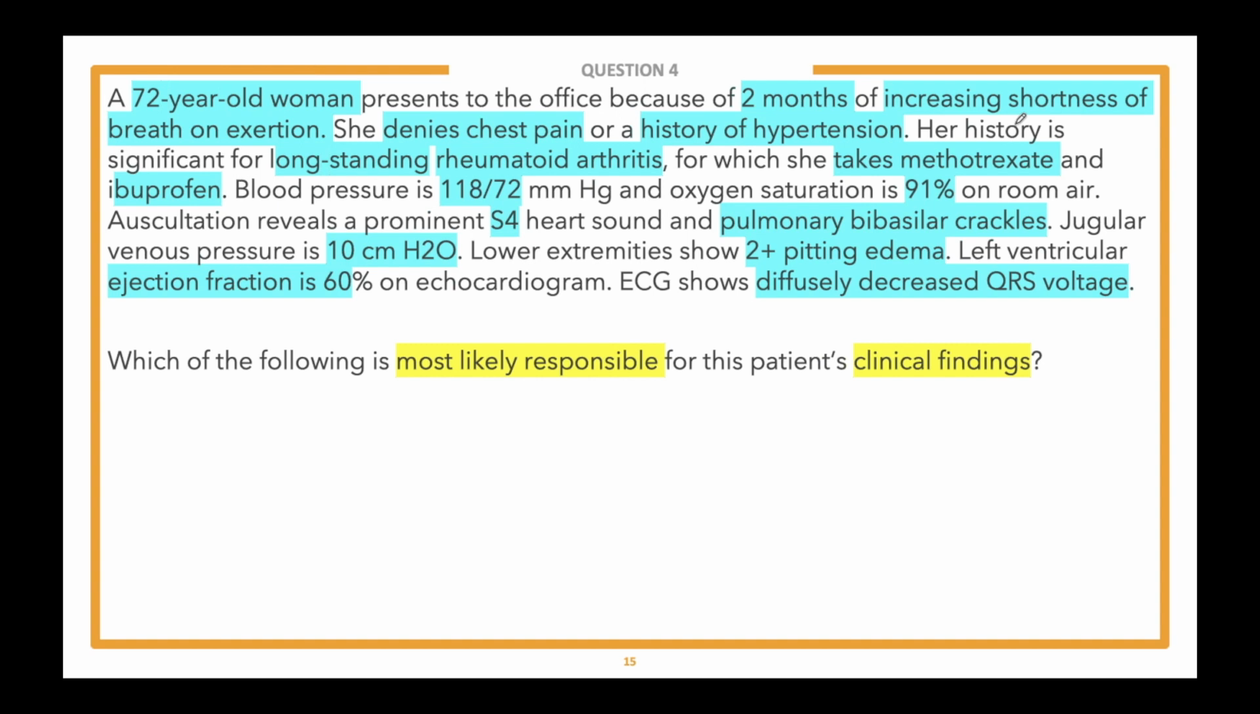And then also, how long have these symptoms been going on for? In this case, 2 months. So it's important to make note of that. Is it acute? Is it chronic? That time frame is really helpful. We're given some past medical history, some medication history, some vitals, some abnormal physical exam findings as well. And all of these are important.